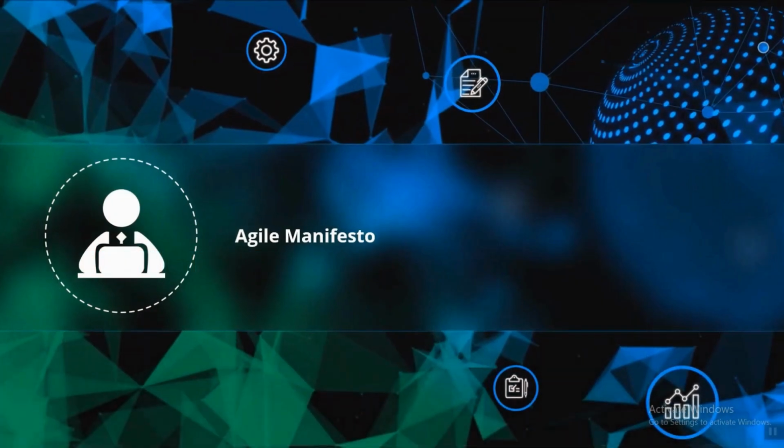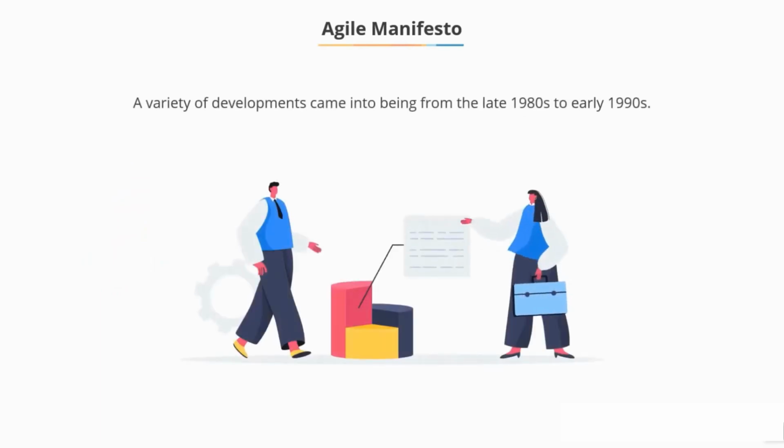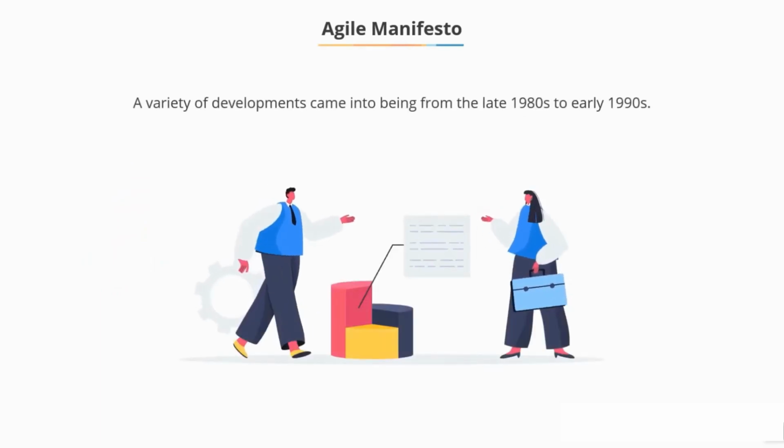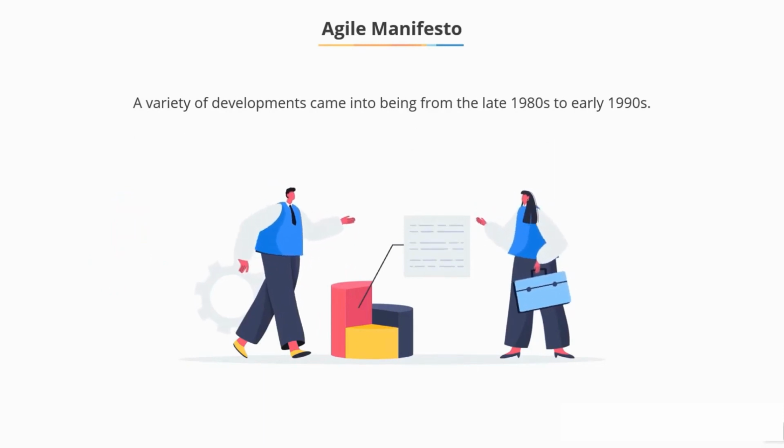Manifesto and principles are widely regarded to be the foundation of all Agile methods. Let us now proceed to understand the Manifesto and principles. From the late 1980s to early 1990s, there were a variety of developments that came into being in response to the dissatisfaction with traditional methods.